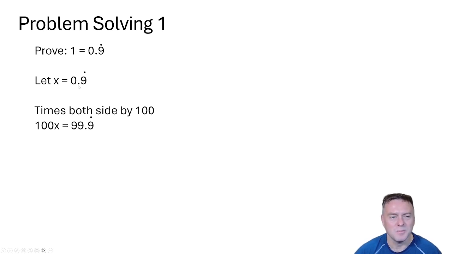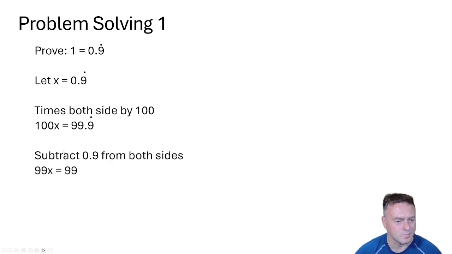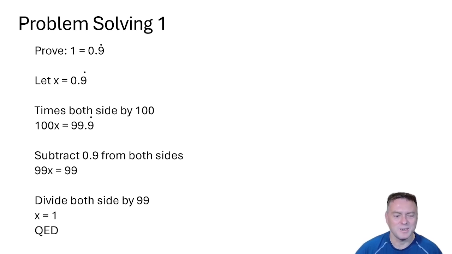Then, because we've got 0.9 is equal to x, we're going to take an x away from both sides. So I'm going to subtract 0.9 recurring from both sides, which then gives us 99x is equal to 99. So because x is equal to 0.9 recurring, we've taken that away. And then if we divide both sides by 99, we then get x is equal to 1. And then you can jam a QED at the end.